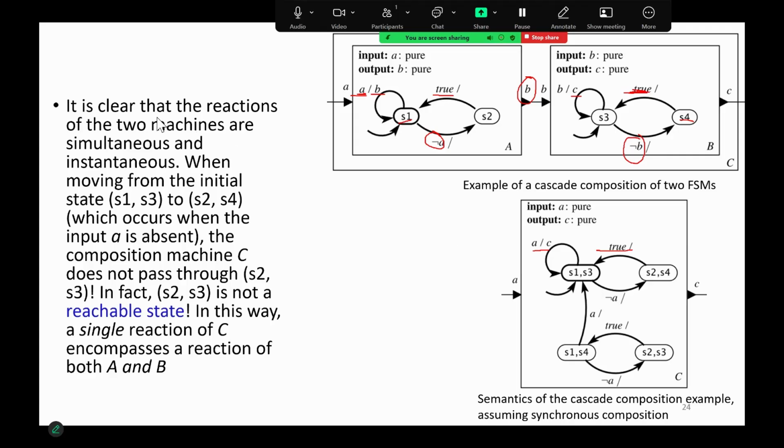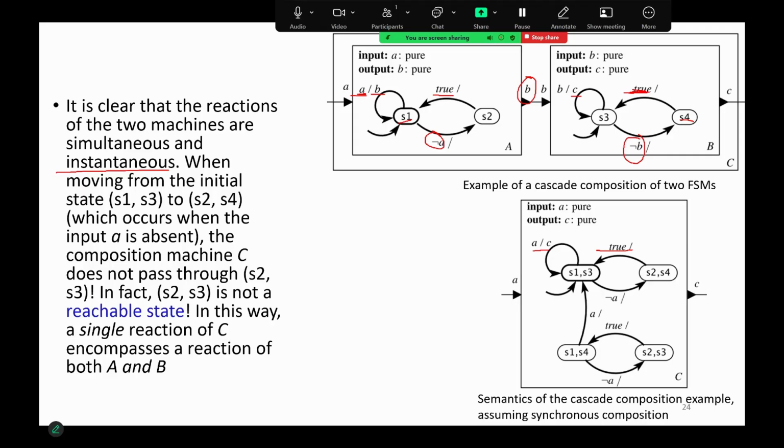Okay, great. So let's read the text. It's clear that the reactions of the two machines are simultaneous and instantaneous. This happens where from S1, S3, the A will fire, B will fire, C will fire at the same time. The composition C doesn't pass through S2, S3, which occurs when the A is absent.